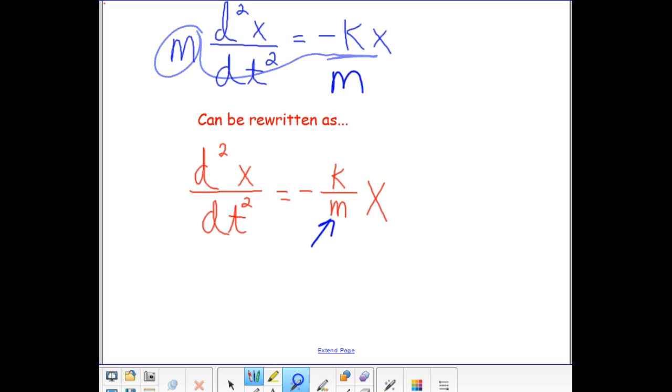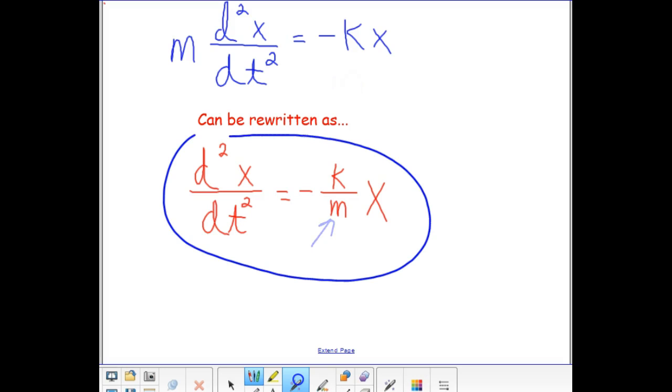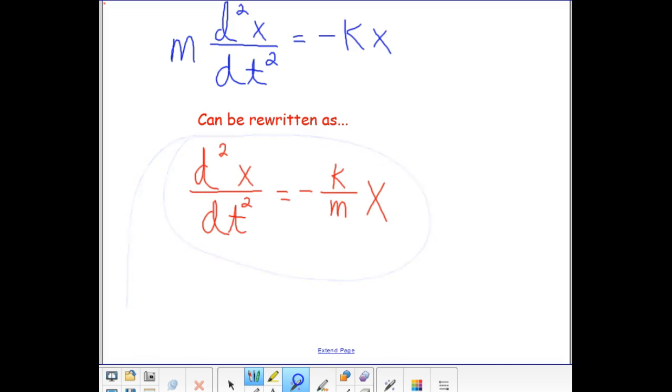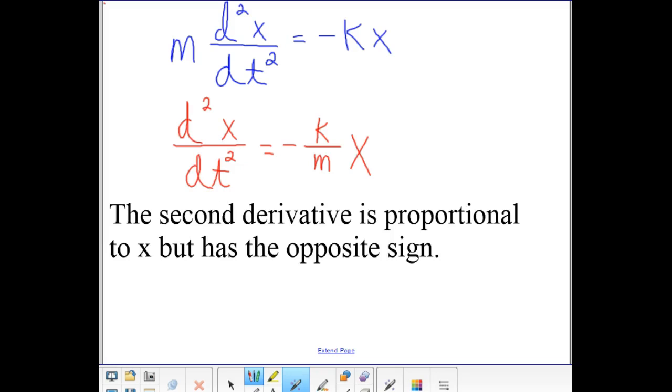So look, I have a differential equation. What makes it a differential equation is it's an equation with some function and one or more of its derivatives. In this case, it's the second derivative. So, second derivative is proportional to x, but has the opposite sign. Can you think of a function whose second derivative is proportional to the original function, but with an opposite sign?